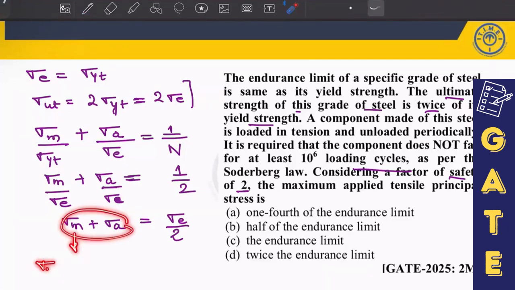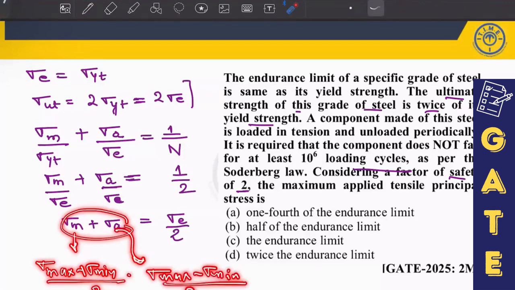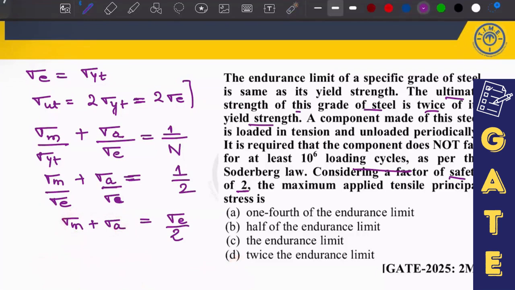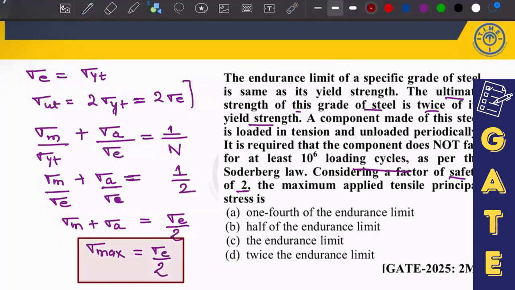Mean stress you already know is sigma max plus sigma minimum by 2. What about this variable? Sigma max minus sigma minimum by 2. If you are adding these, the sigma minimum will cancel out. So sigma max plus sigma max divided by 2 is nothing but sigma max only. That means the maximum applied stress is equal to sigma e by 2. This question was asked in GATE 2025, 2 marks. Very simple question. That means half of the endurance limit. So option B is the correct answer.